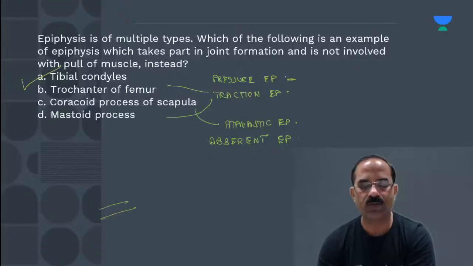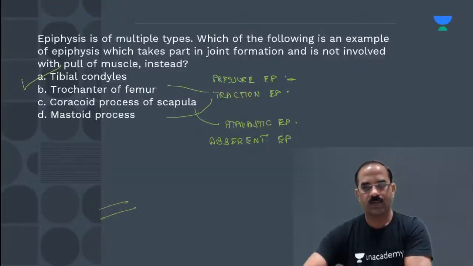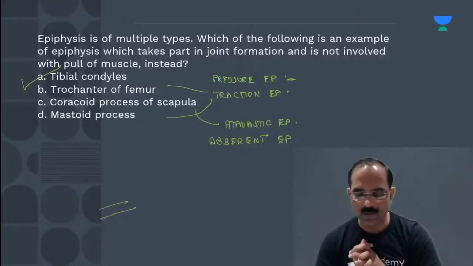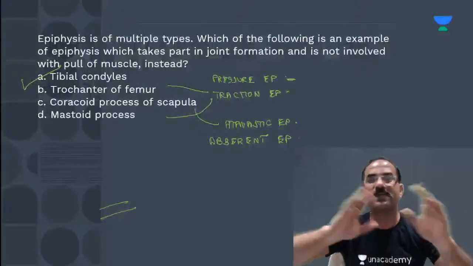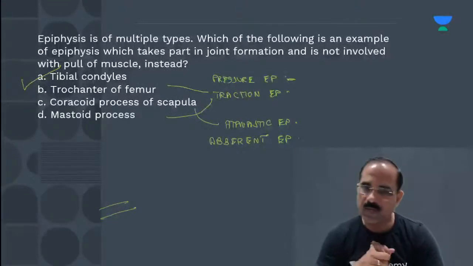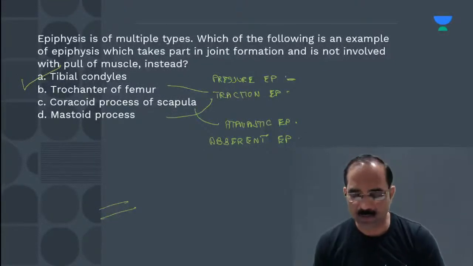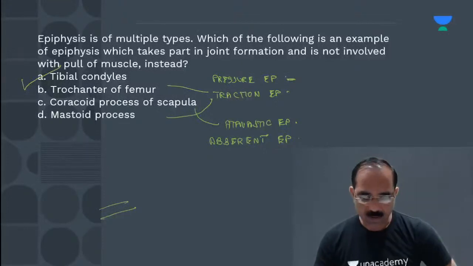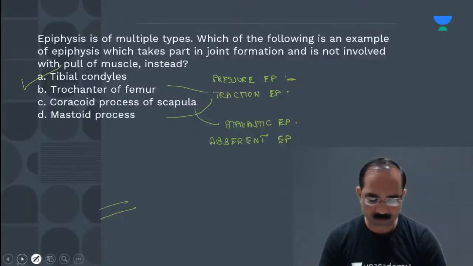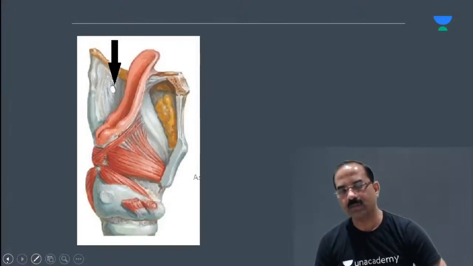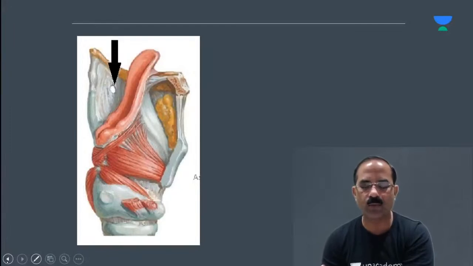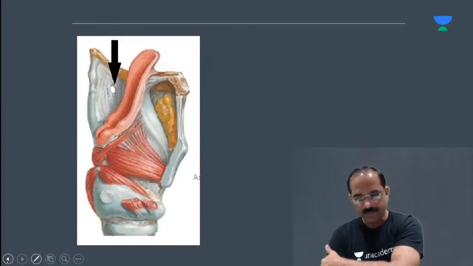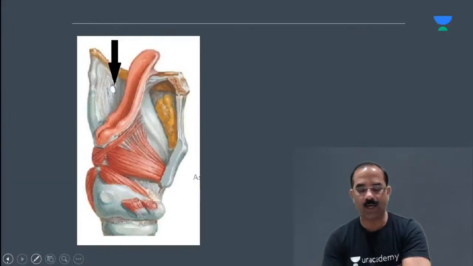Are you able to follow, students? Proximal end of the first metacarpal bone. So just remember the types of epiphysis. This is also very important. Pressure, traction, atavistic and aberrant. The examples are very important. Clear to all of you? Okay, we'll go to the next MCQ. Understand this structure. Tell me, what is this arrow pointing to? Can anyone tell me this?